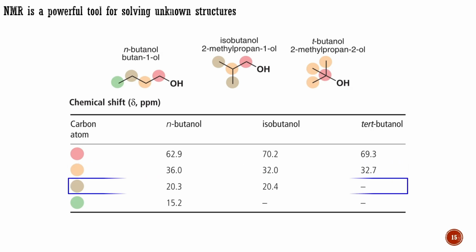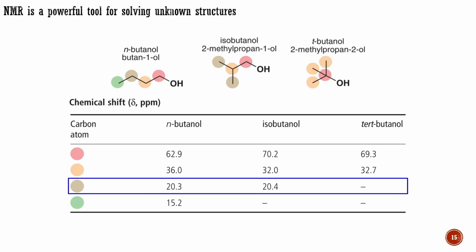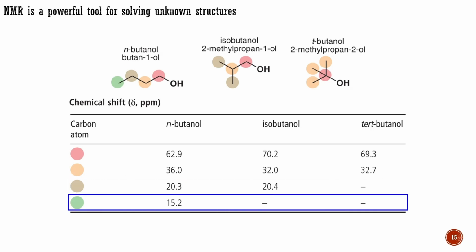2 of the alcohols have carbons separated from the oxygen atom by 2 carbon atoms. They are only slightly shielded and appear around 20 ppm. Only N-butanol, however, has a more remote carbon located at 15.2 ppm. Here, the number and chemical shift of the signals distinctly identify the isomer structures from each other.